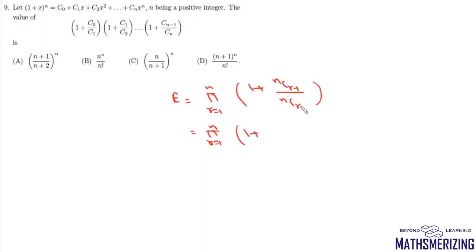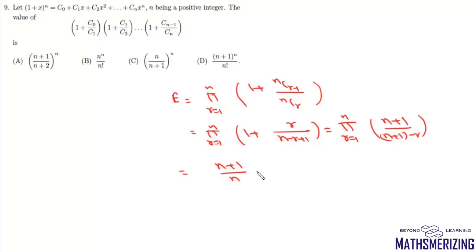Now we know that nCr upon nC(r minus 1) is (n minus r plus 1) upon r. So we'll take the LCM. We can write this as the product, r varies from 1 to n, of (n plus 1) upon (n plus 1 minus r). Now we'll put the value of r. We'll get (n plus 1) upon n, (n plus 1) upon (n minus 1), (n plus 1) upon (n minus 2), and in the end we'll get (n plus 1) upon 1. So it is nothing but (n plus 1) to the power n upon 1 into 2 into 3 up to n, which is factorial n, and that's your option number D.